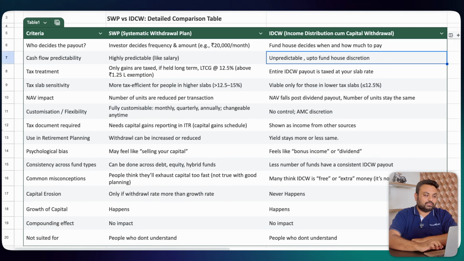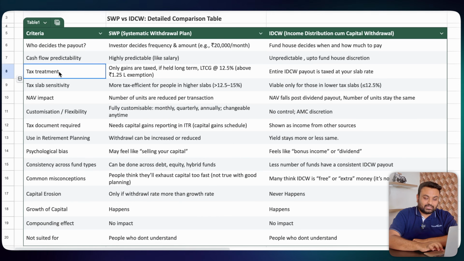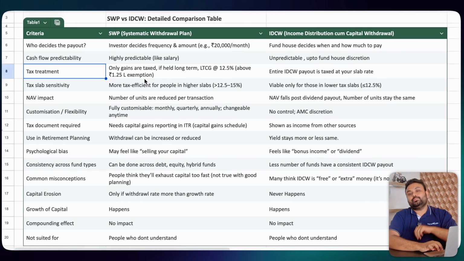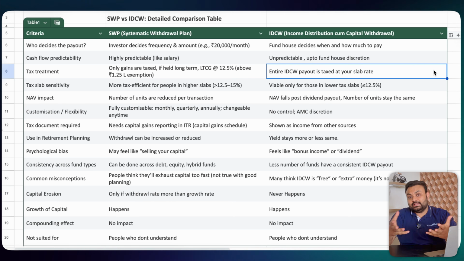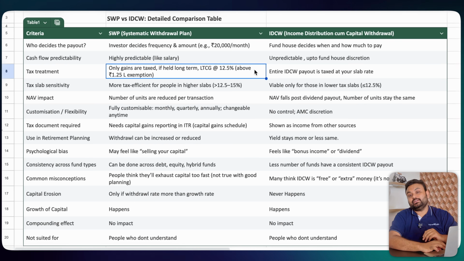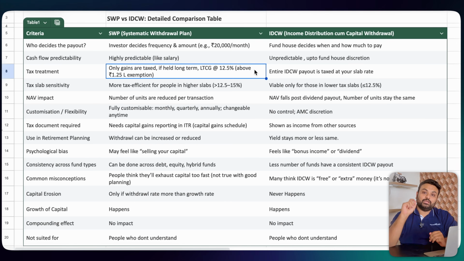So coming to the topic again about the tax treatment. In case of SWP, where the mutual funds are in growth mode, the tax applicable is called capital gains tax. As we know, in capital gains, there are long-term capital gains and short-term capital gains. So if you are holding your investment for more than 1 year, you will be subject to 12.5% of capital gains, but there is 1.25 lakh rupees worth of exemption every year.